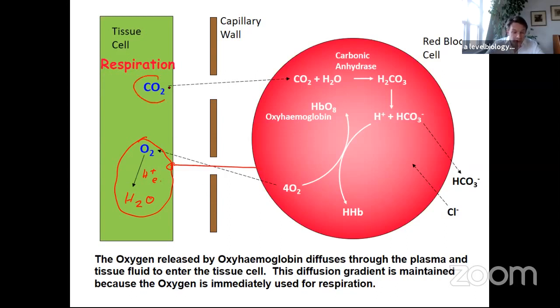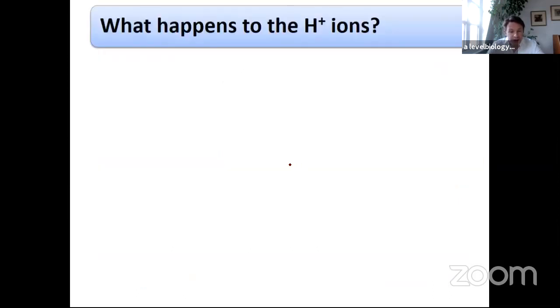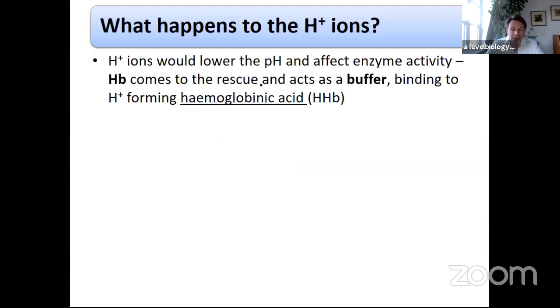And because the carbon dioxide is being produced from respiration, this maintains the concentration gradient going in, plus it's being turned into hydrogen carbonate ions, which then diffuse out. And this is how you carry 85% of the carbon dioxide, as hydrogen carbonate ions. Now, the hydrogen ions would lower the pH, and these would affect the enzyme activity. So hemoglobin is a buffer.